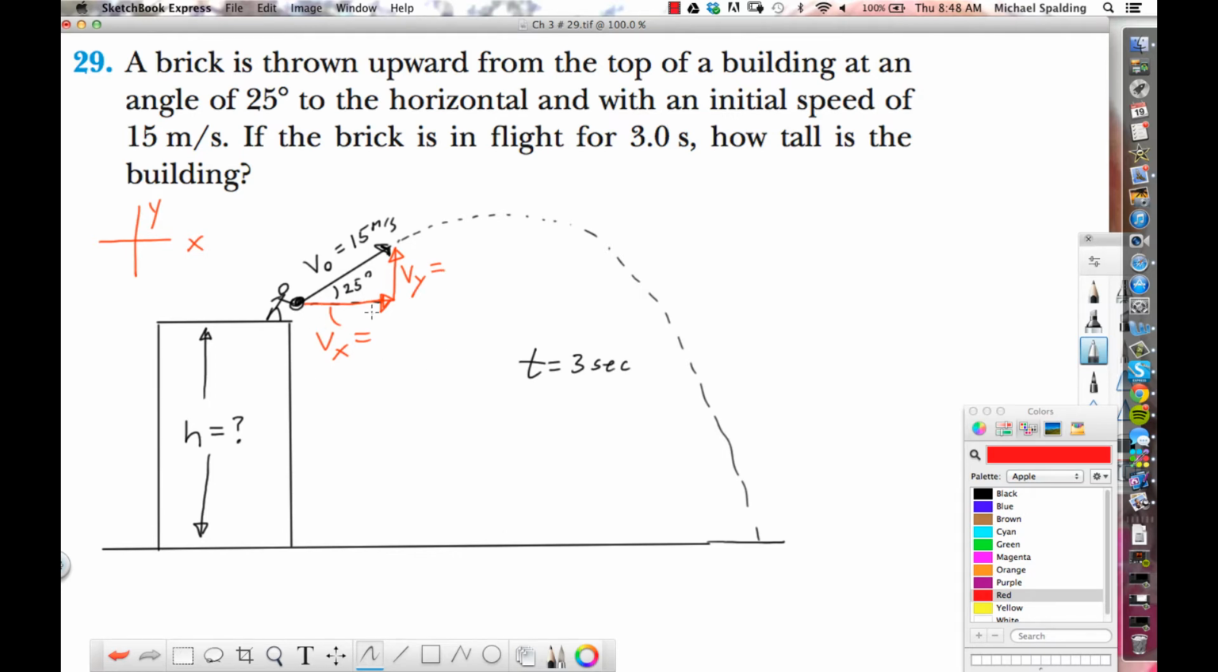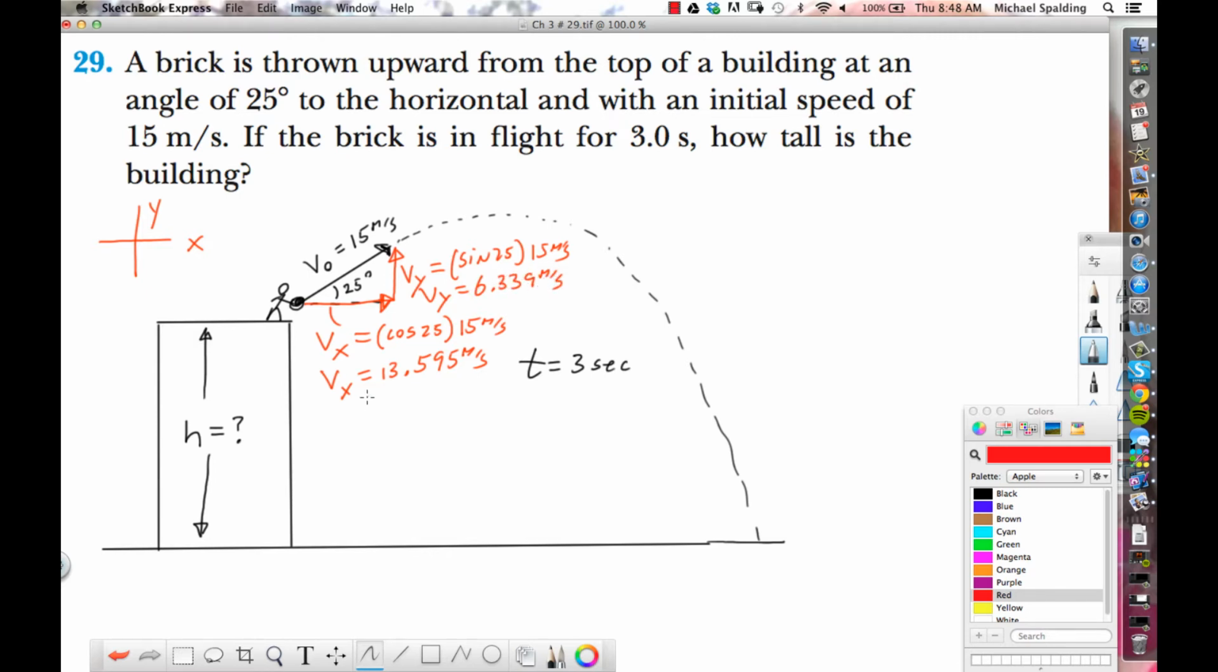All right, so I'm not going to show that. Well, here, it's early in this chapter, so I'll show it. This Vx is going to be cosine 25 times 15. That just comes from the definition of cosine. Vy is going to be sine 25 times 15. So Vx comes out as 13.595. Vy comes out as 6.339.